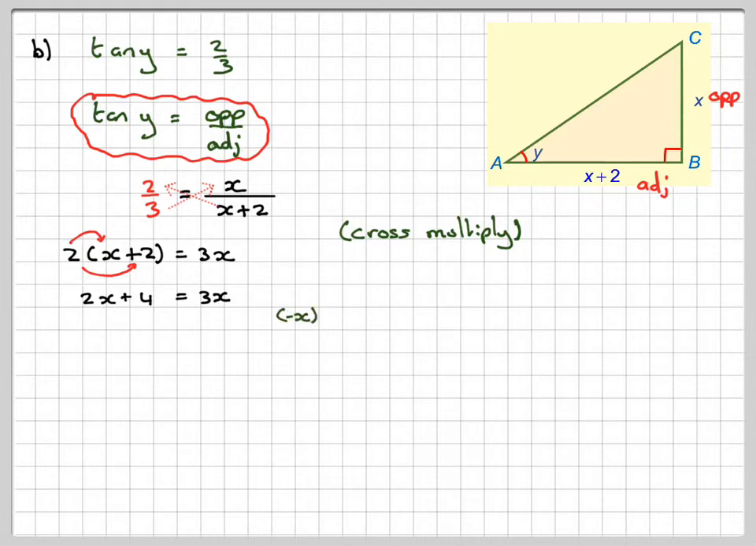Taking 2x from both sides will give me just x on this side, and then we've got no 2x on the other side, we've got x is equal to 4.